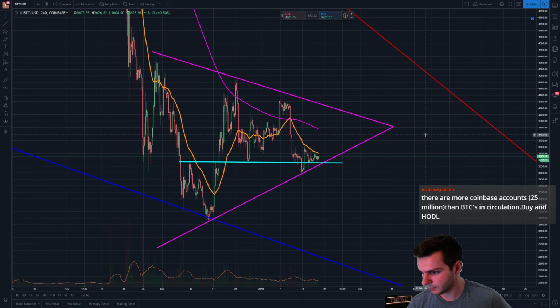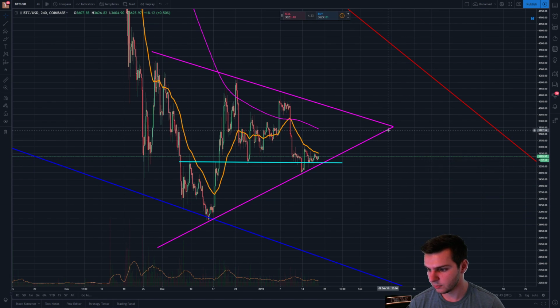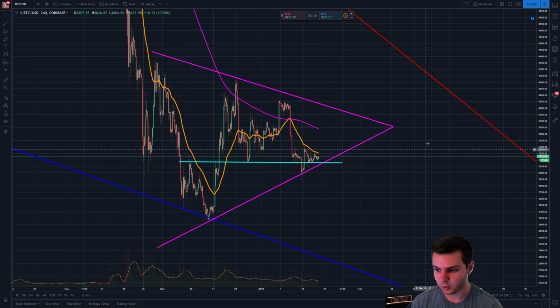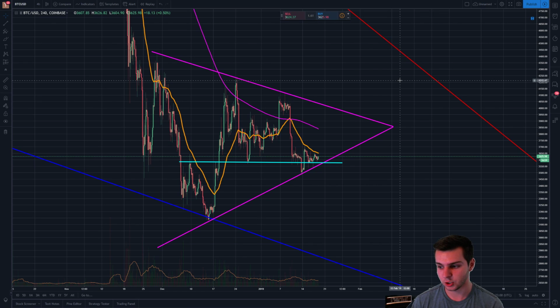Slicekeeper said, or lost their hard drive in a landfill. Yeah, exactly. The IOUs. Carbon Patrick, what's up? Great to have you in here. There are more Coinbase accounts than Bitcoin in circulation. Yeah, that's a good point. So Hassan just said there are more Coinbase accounts, being over 25 million, than there are Bitcoins in circulation.